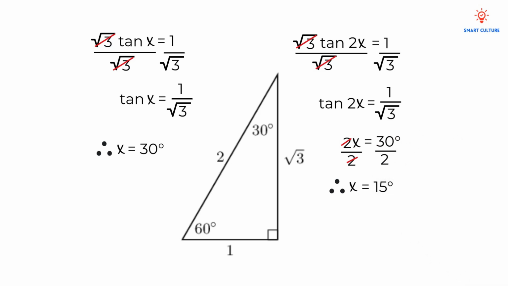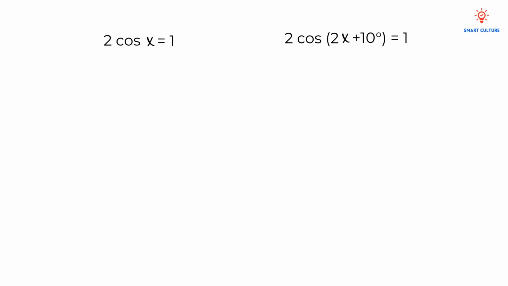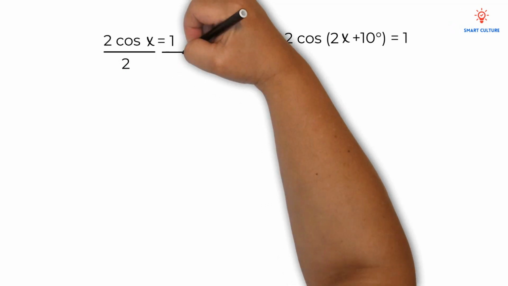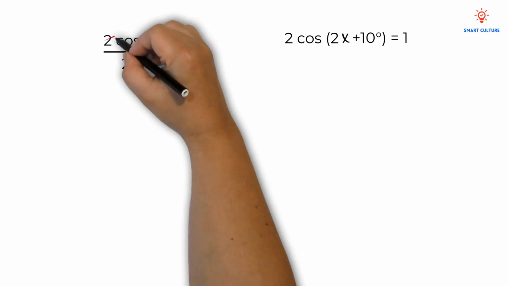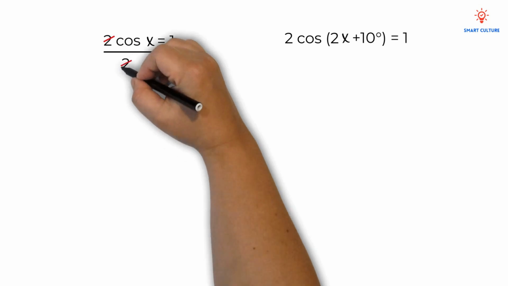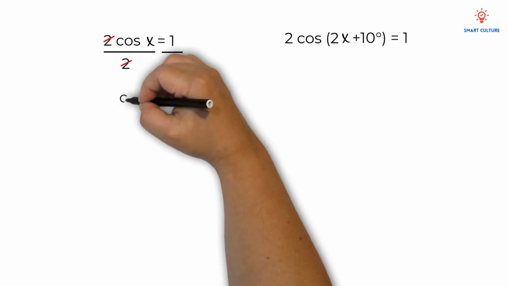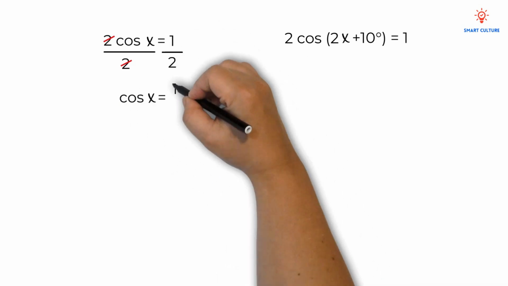Here we have another example. We have the equation 2 cosine of x is equal to 1. Now we have to solve for x. First we'll isolate the cosine of x, and we can do this by dividing by 2. Whatever we do on one side, we have to do on the other side as well. So the 2 above the line and below the line will cancel out. Then we have the cosine of x is equal to 1 over 2.